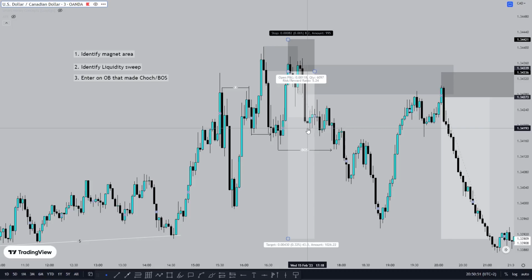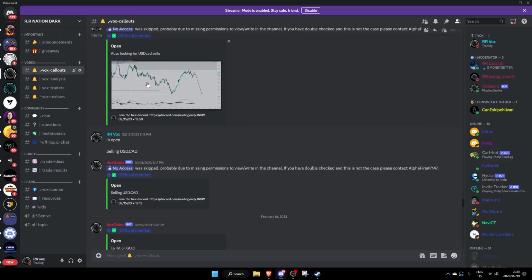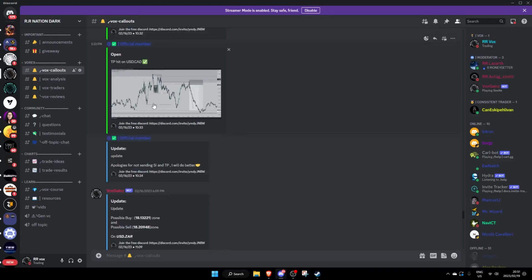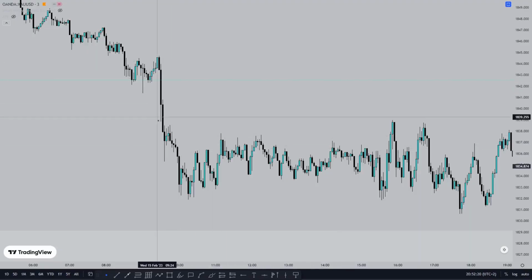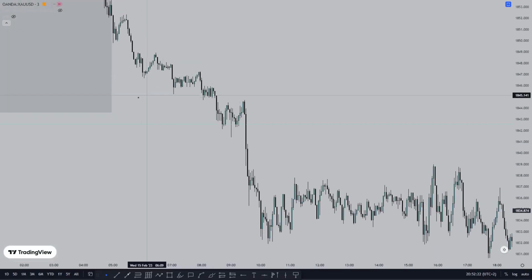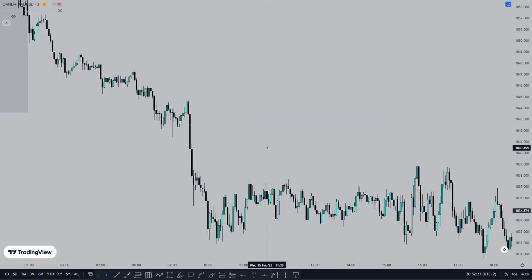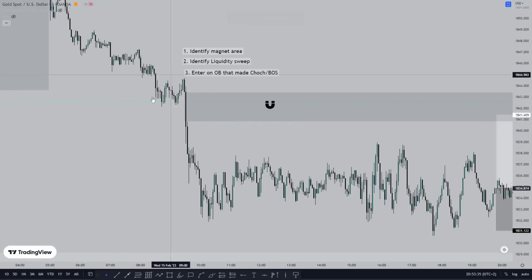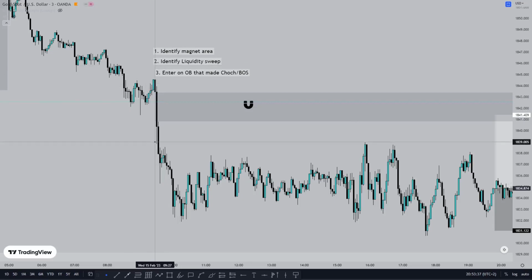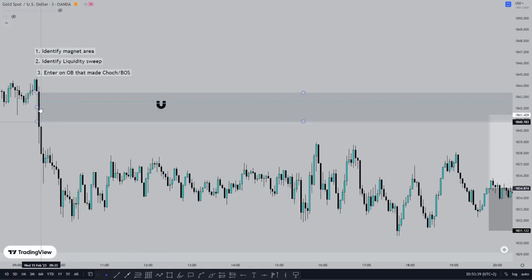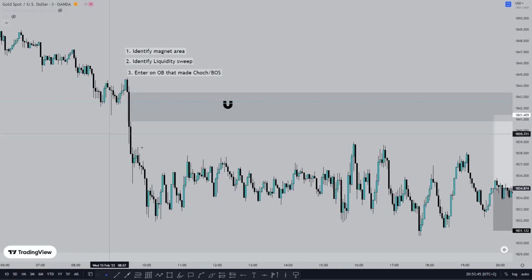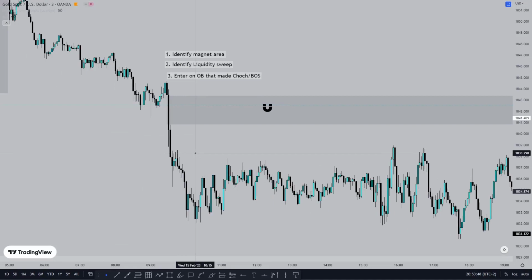Okay. As you can see, sent out to my Discord server, and there we go, TP here on USD CAD. And next we have gold. As you can see right here on gold, we're following bearish market structure. Following this bearish market structure, right over here we had this impulse to the downside, which then left an imbalance, this little gap within market structure, and this is our magnet area that we'll be looking to target later on.